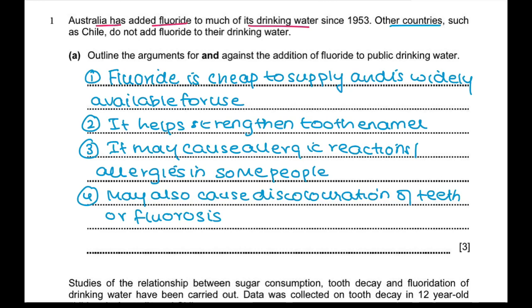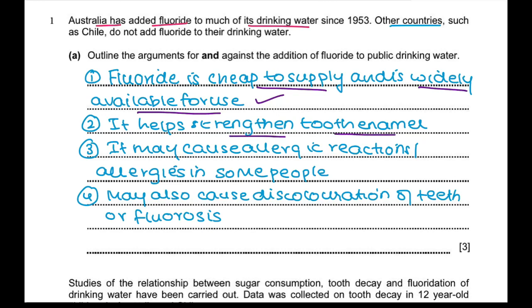Australia has added fluoride to much of its drinking water since 1953. Other countries, such as Chile, do not add fluoride to their drinking water. Outline the arguments for and against the addition of fluoride to public drinking water. So firstly, fluoride is cheap to supply and it is widely available for use. That is the first point, right? So it is cheap to supply and also widely available, so it's easy to get, is the main point here, right? The second point is it helps strengthen the tooth enamel.